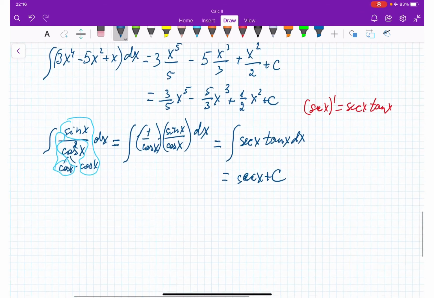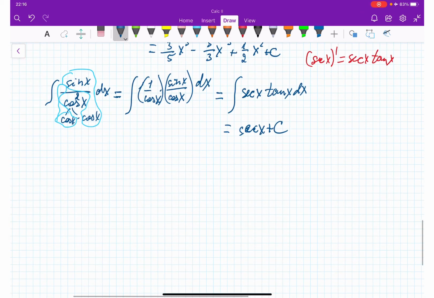Next, we will do some rewriting before solving. 2 over square root x dx. So I'm going to rewrite it the following way. It's going to be 2 and x to the power negative 1/2, because you have x to the power 1/2 in the denominator. You move it up, it becomes negative.